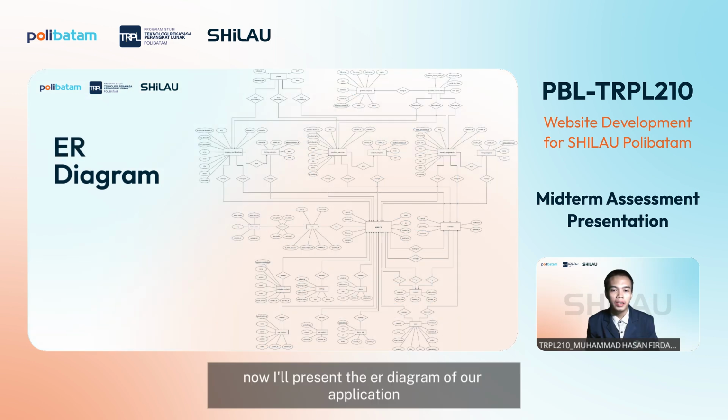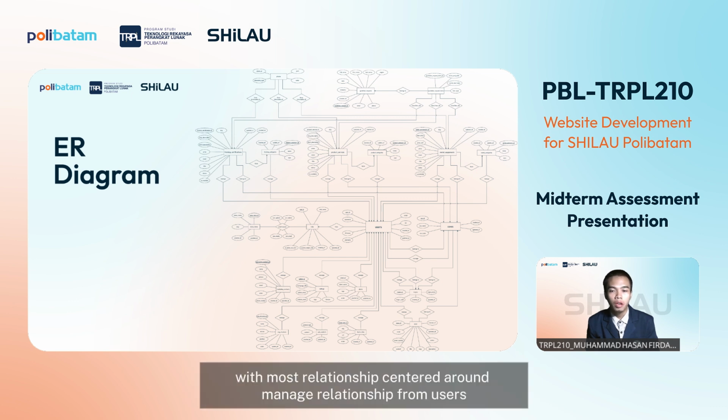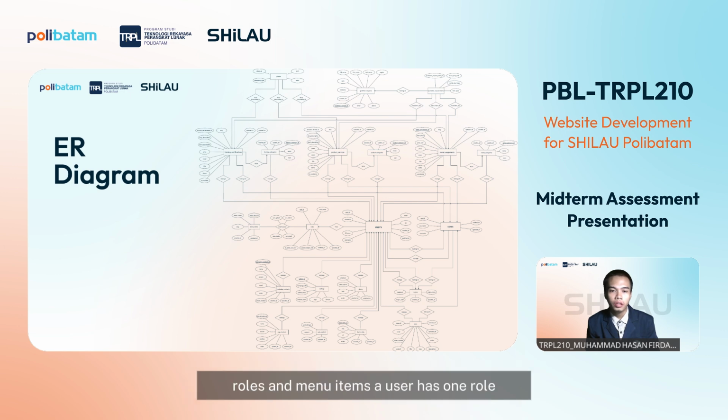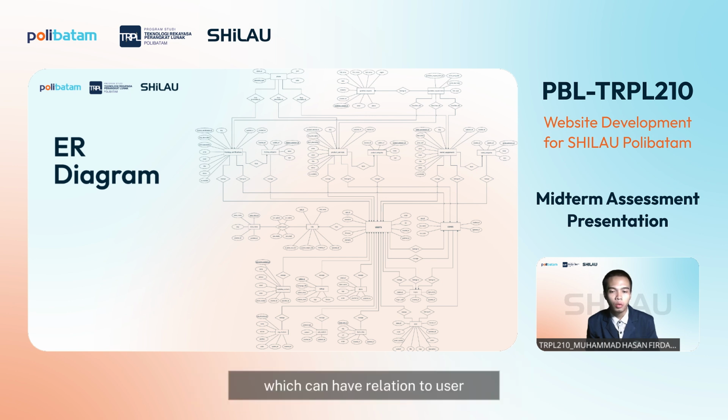Now, I'll present the ER diagram of our application. It's a crucial part of building any system using RDBMS. Our application has 21 entities, with most relationships centered around the manage relationship from user. For authentication and authorization, we use 3 main entities: users, roles, and menu items. A user has one role, and roles can access multiple menu items via a grant access relation. We also include mayor and COX, or Center of Excellence, entities, which can have a relation to user.